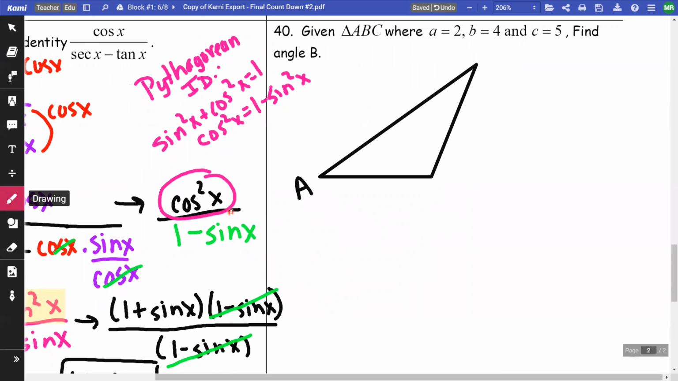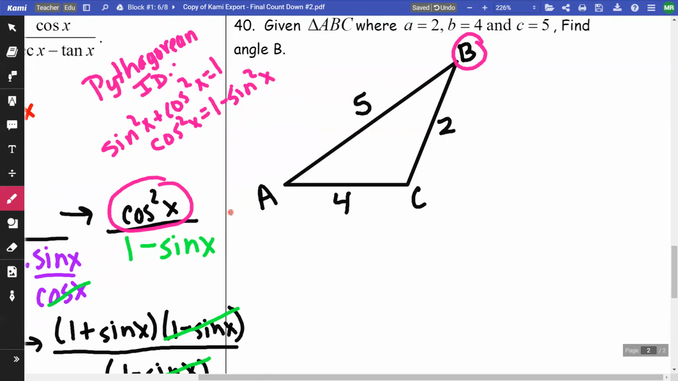Okay, so in this case, let's say that this is A. Let's say that this is B. Let's say that this is C. So angle A is across from side A, so that's a 2. Angle B is across from side B, so that's a 4. Angle C is across from side C, so that's a 5. And then they want us to find angle B. Now we have side, side, side. We're going to use law of cosines because I don't have an angle on the side opposite that I know. If I did, I could use law of sines.